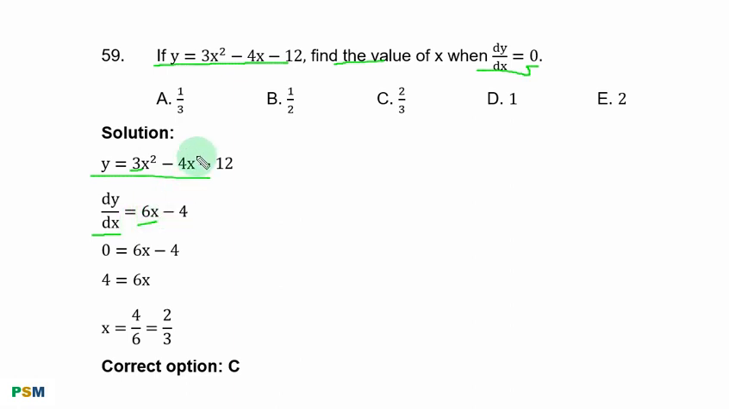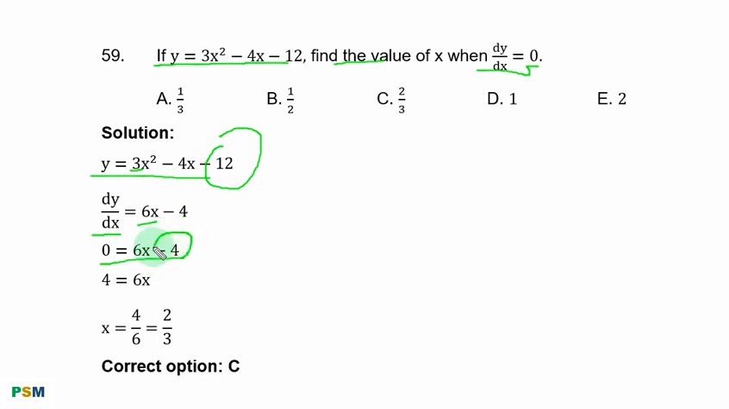The power here is 1 times 4 is 4. If you subtract 1 from the power 1 there, you have s power 0, which is 1. The differential of a constant is 0. dy/ds is equal to 0. So you have 0 equal to 6s minus 4.